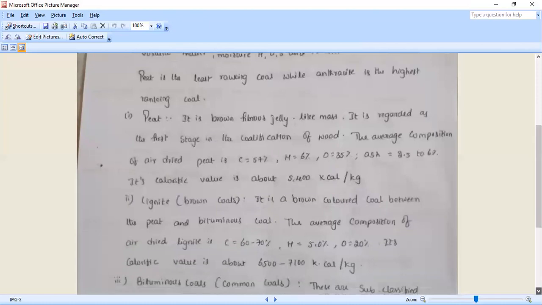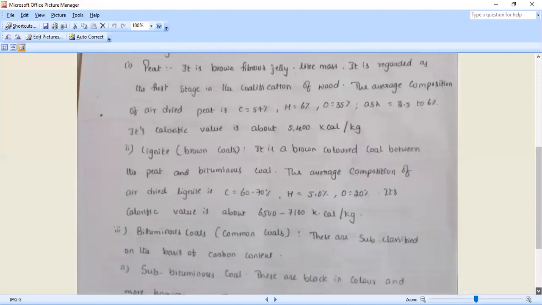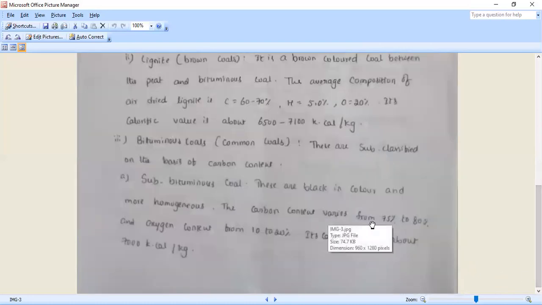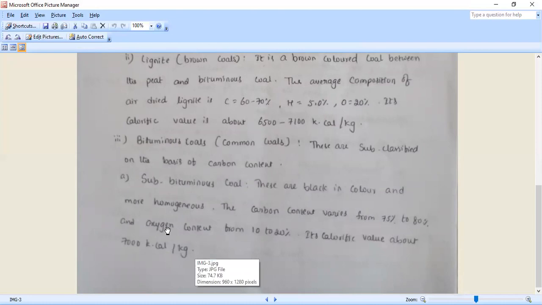Similarly, we go for bituminous coal. Bituminous coal may have 75 to 80% carbon content and 10 to 20% oxygen content, and may have a calorific value of about 7,000 kilocalories.